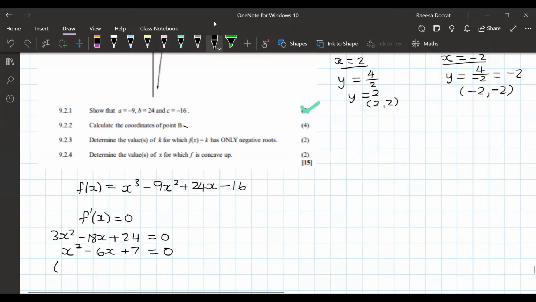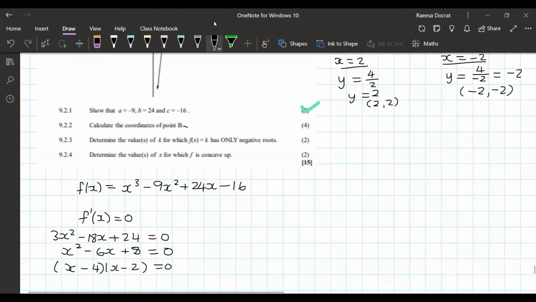Then our factors that give us minus 6. Do I have the correct signs? I feel like I've made a mistake. So 3x squared minus 18x plus 24. 24 divided by 3 is 8. Sorry. Anyway, so then we factorize using the factors of 8. So it's x minus 4 times x minus 2 that give us minus 6.